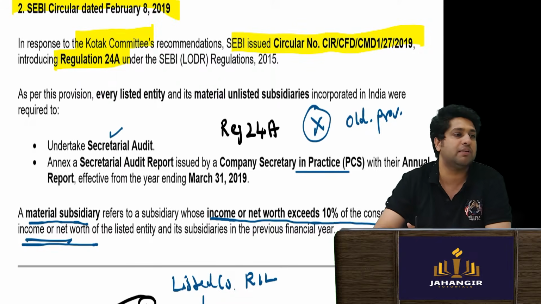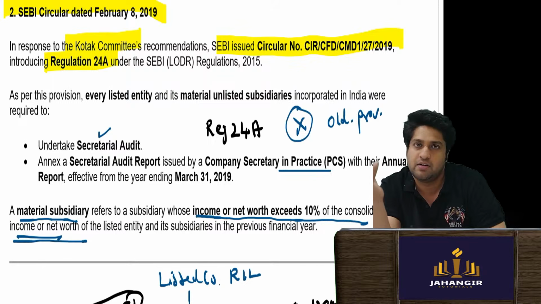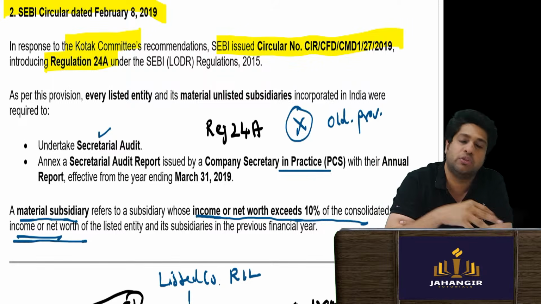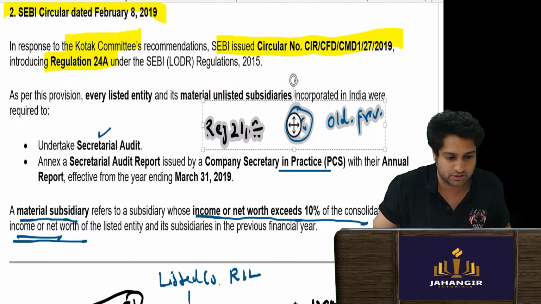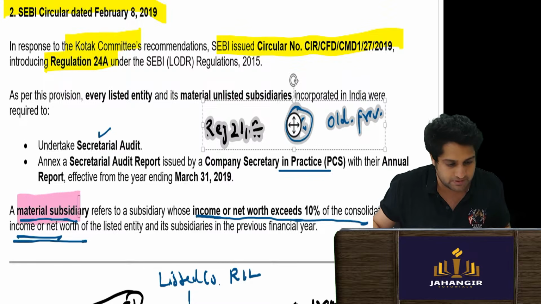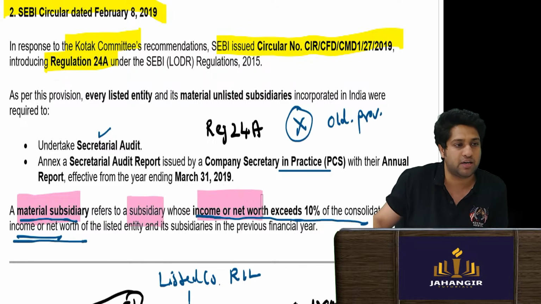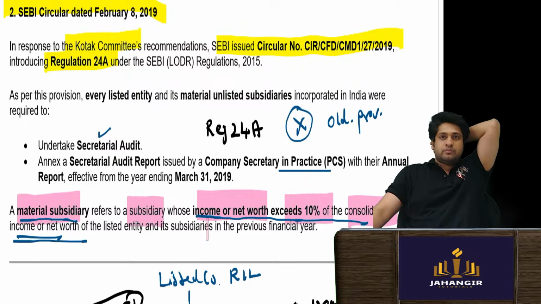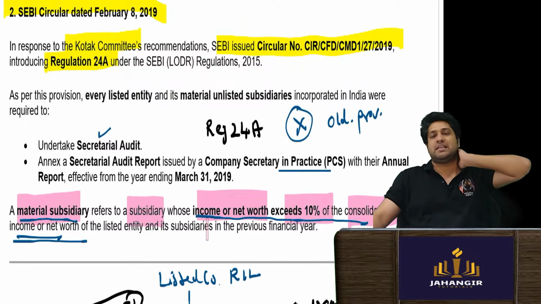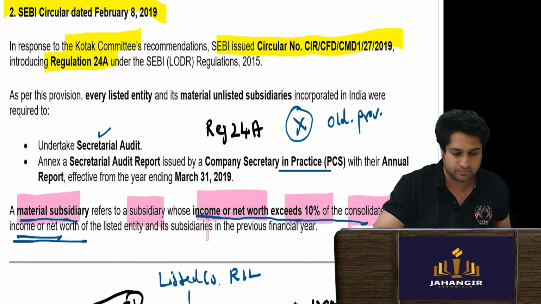Now, when you say materially means what, sir? So it could be an unlisted company which is material to the entire group, because here the threshold is different. Pay attention that a material subsidiary refers to a subsidiary whose income or net worth exceeds 10% of the consolidated group.